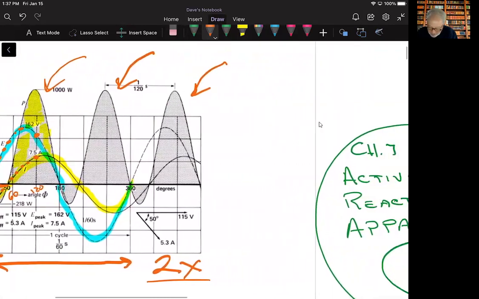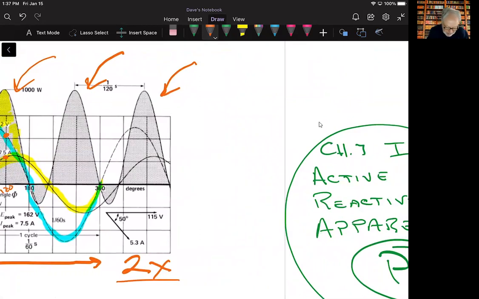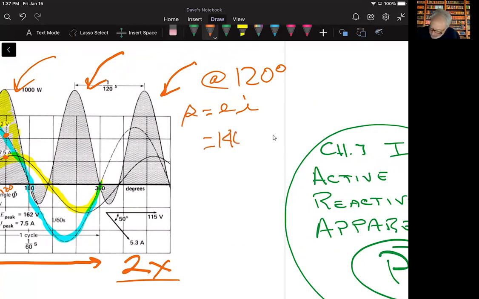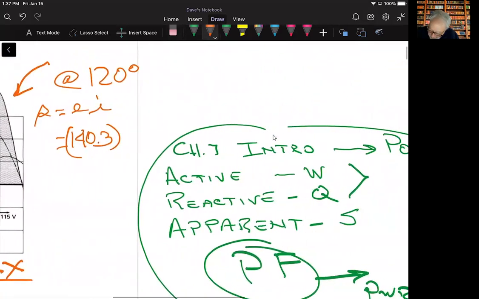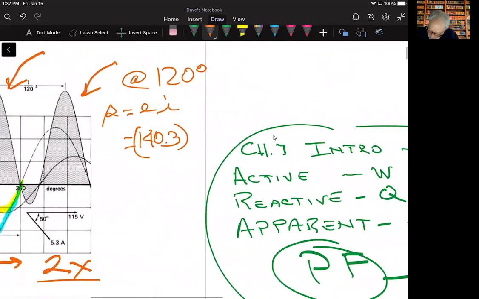Now, we're not quite done here. Let me show you some of these calculations. What we haven't done yet is determine what the instantaneous power is at 120 degrees. So at 120 degrees, we take power is equal to voltage times current, and that should be a small p here, because we're talking instantaneous. So if I take 140.3 for my voltage, I multiply that by 7.05 for my current.